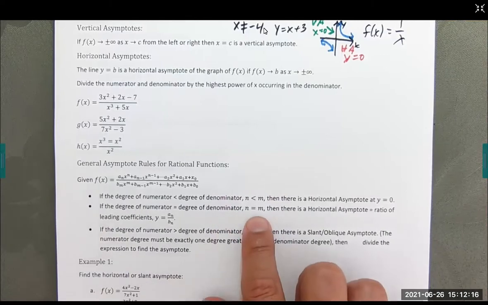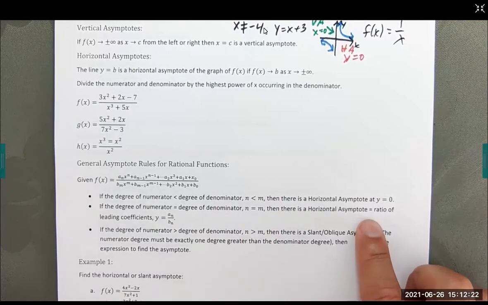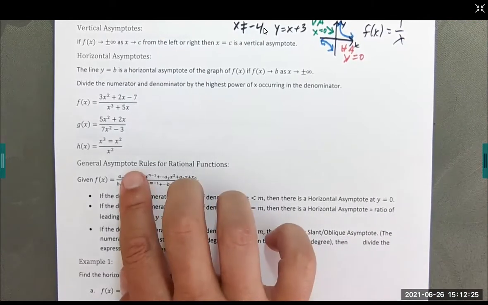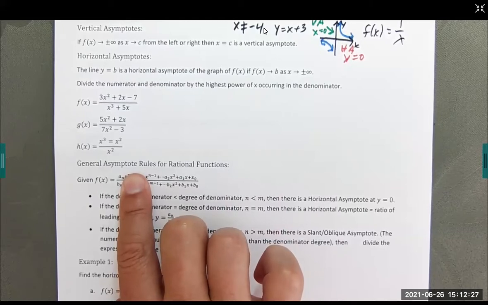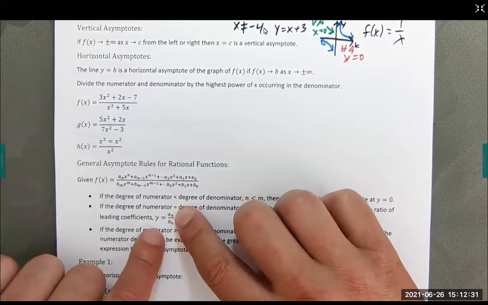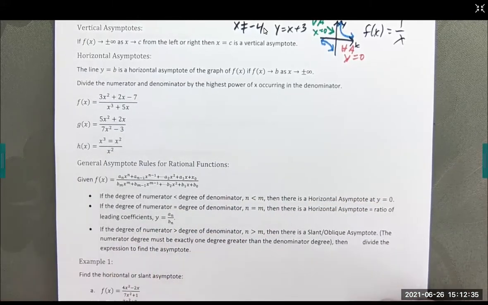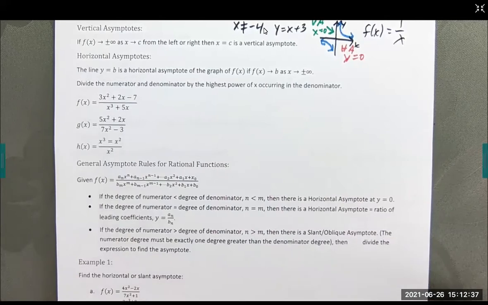If they're the same degree, meaning m and n are the same exponent, then there's a horizontal asymptote at the ratio of the leading coefficients, a sub n over b sub n, because m and n are going to be the same when they're equal. So it's just those lead coefficients, and we'll see an example of that in a moment.